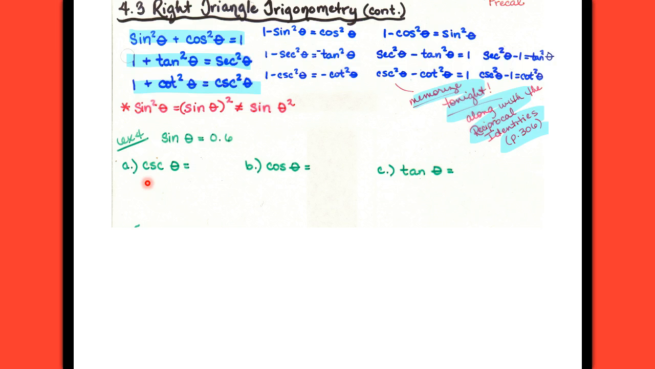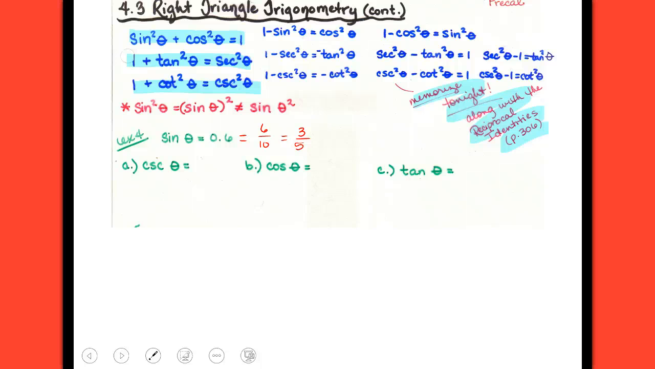What's the relationship between sine and cosecant? They're reciprocals, right. So if sine is 6/10 or 3/5, if we reduce that down, then what would cosecant be?